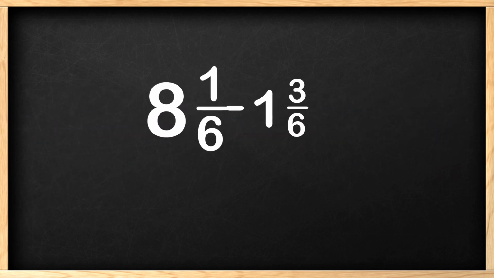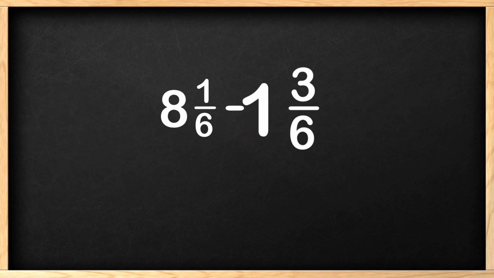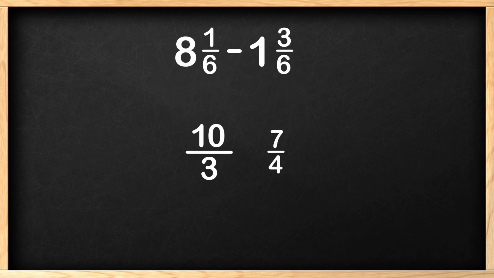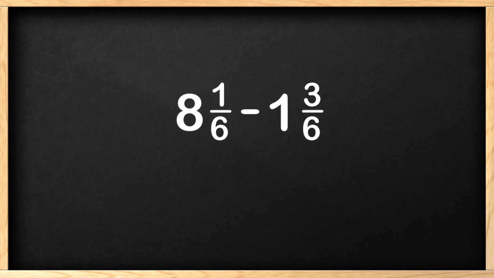Let's try 8 1/6 minus 1 3/6. To subtract mixed numbers, we can convert each of them into an improper fraction. Now we need to know what an improper fraction is. An improper fraction is one where the numerator or top number is greater than the denominator or bottom number. Like 10/3 or 7/4. These are improper fractions. So how do we convert our mixed numbers into improper fractions?